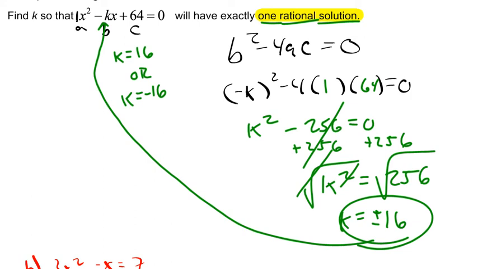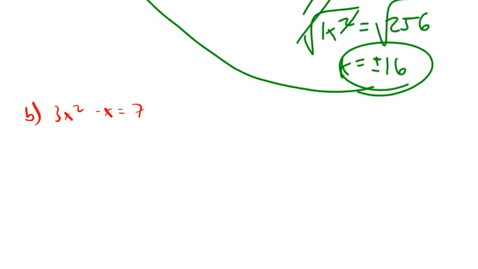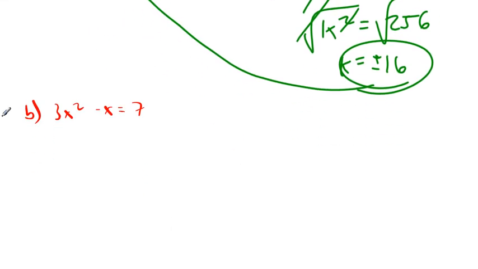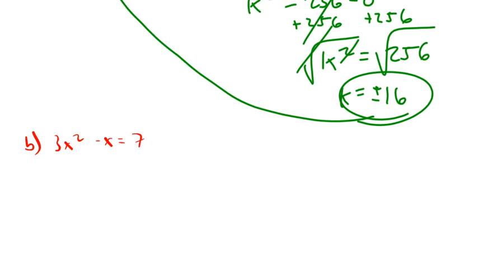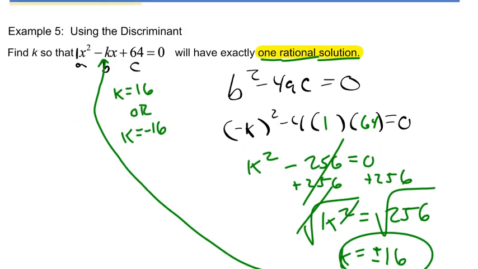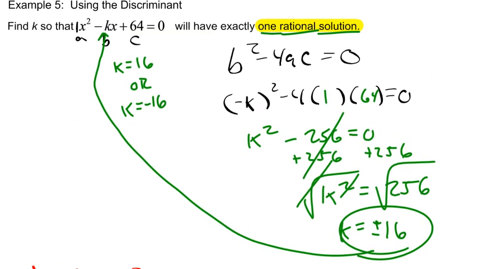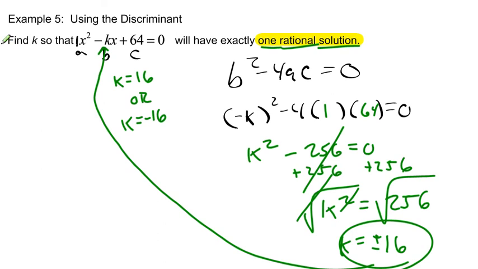Okay, let's do another example here of the same directions. Find k. Well, hold on, where's my k at though? Oh, actually, maybe that was something else right there. I'm not really sure. All right, so I guess that's going to be example number 5.